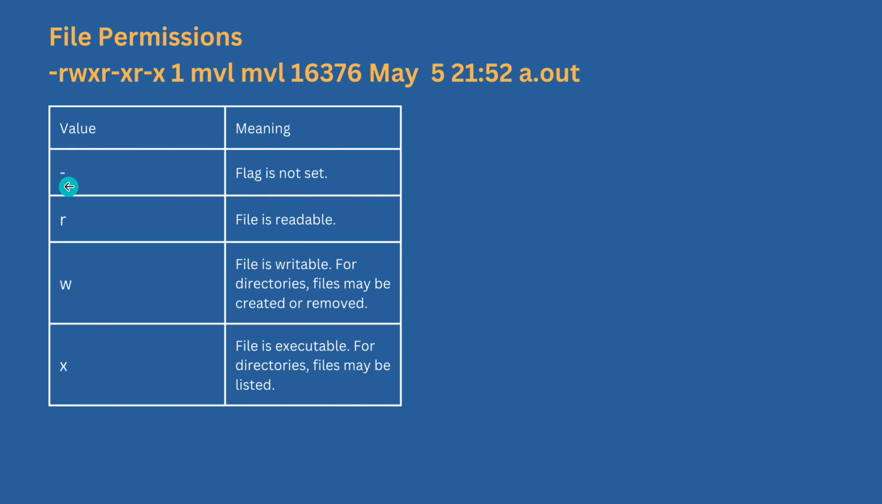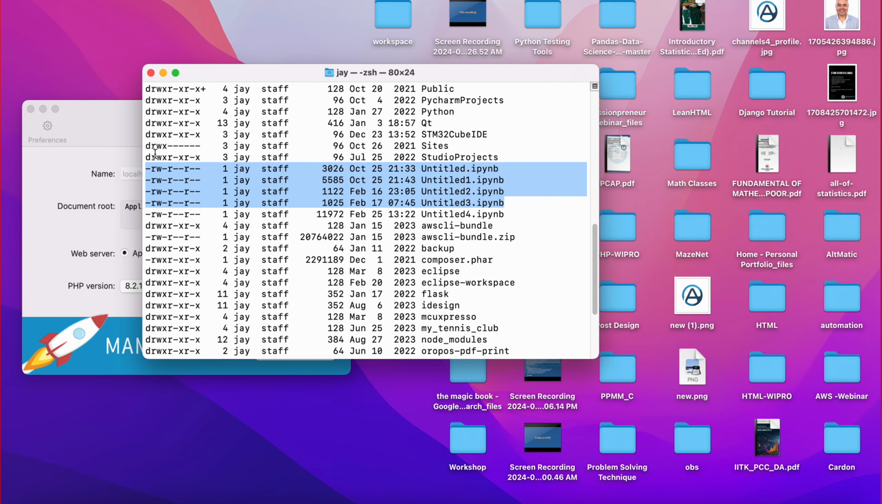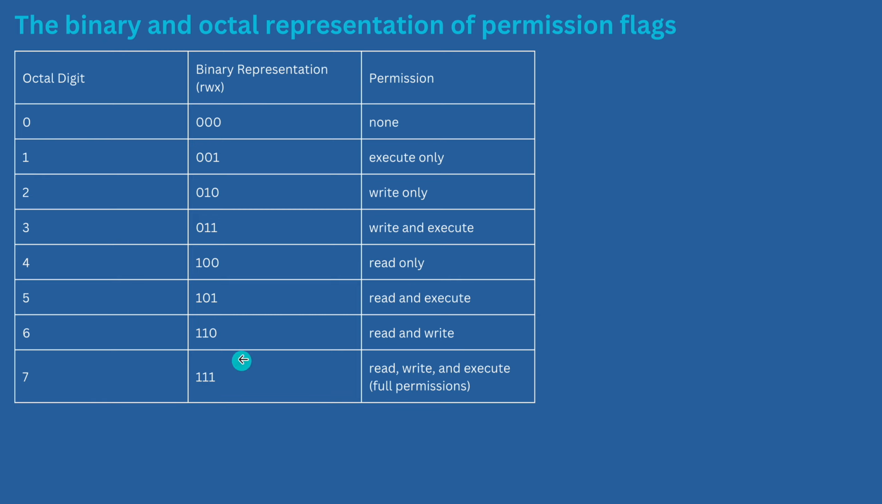Now we'll talk about the hyphen. A hyphen means the flag is not set, which means that it is a file, else it is a directory. R means the file is readable. W means the file is writable; for a directory, files may be created or removed. X means the file is executable. So let's see in detail the binary and octal representation of permission flags.